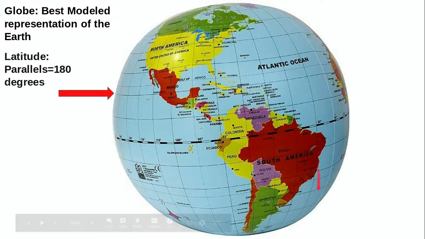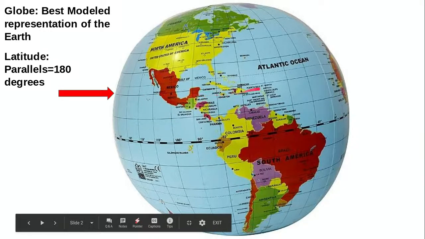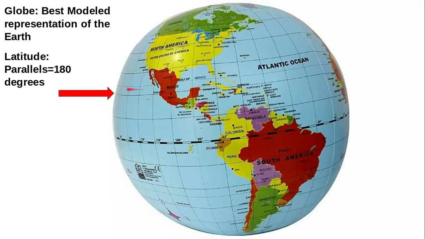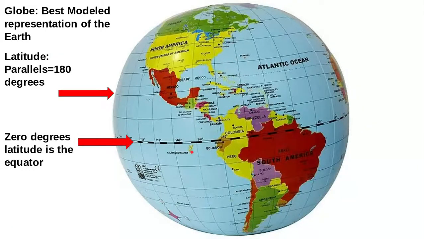Now, what's on a globe? These lines right here are called latitude lines. These lines are called meridians. These latitude lines are called parallels because they're equidistant apart and they never touch. They go around the Earth, and they don't touch another parallel line. They're measured in degrees, in 180 degrees. The 0-degree latitude line is called the equator. The equator at 0 degrees divides the Earth into the northern and southern hemispheres.